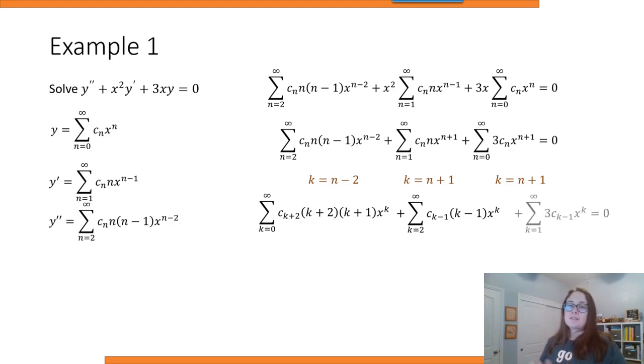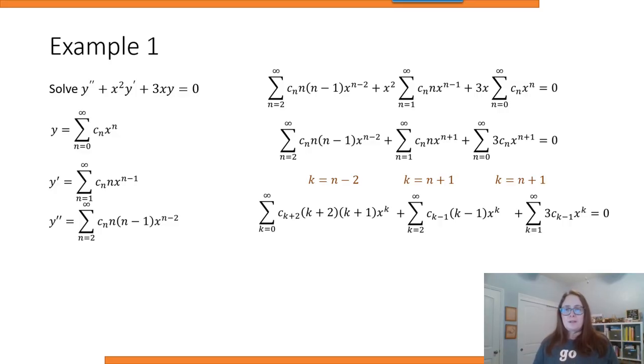And the last one, same substitution. This time my starting value was 0, so now it's going to be 0 plus 1. So we start at k equals 1. And then the expression is 3c_{k-1} times x^k. And all of this adds up to 0 still.